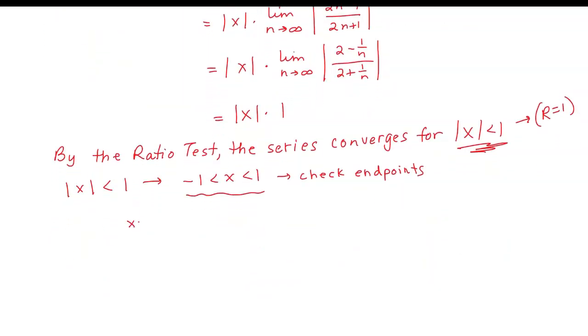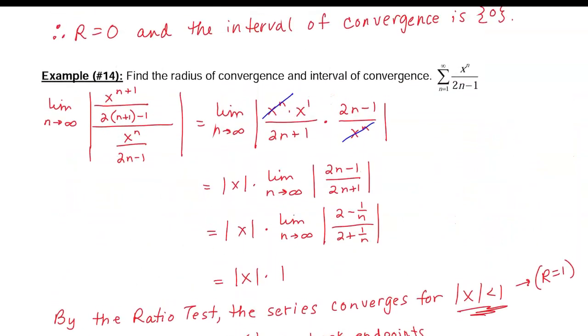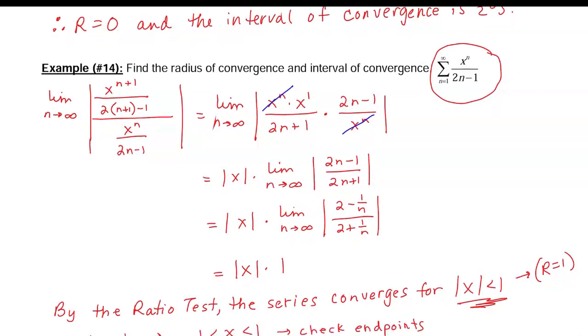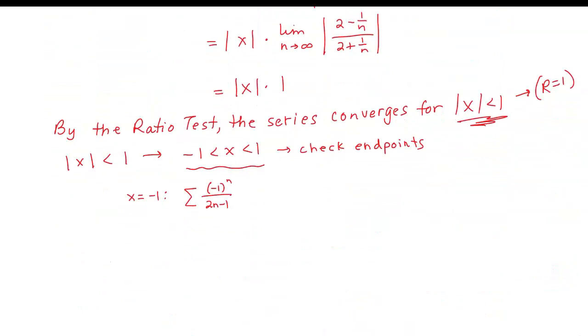So let's first check when x equals negative 1. I'm going to substitute negative 1 in for x in the original problem up here. So x is in the numerator, and that gets us negative 1 to the n power over 2n minus 1. Notice that we have an alternating series. So if I check condition 1 of the alternating series test, I will be checking 1 over 2n minus 1 compared to the next term. The next term is when I plug in n plus 1 for n in our nth term.